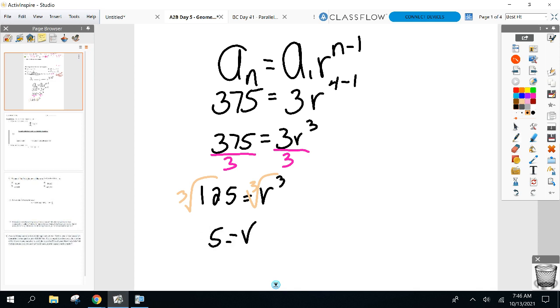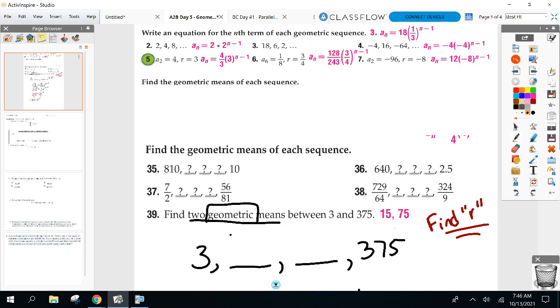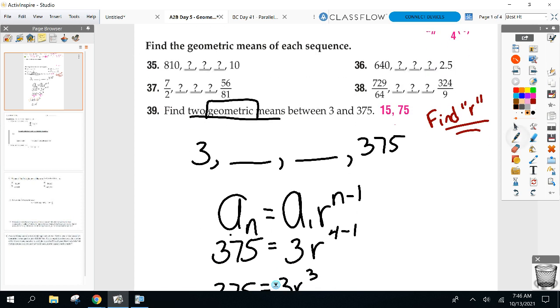What do I do with that R value? Plug it in. Oh, like using the series. Okay, I go back to 3 and do what with the 5? Geometric now. Multiply. 3 times 5, 15. 15 times 5, 75. And then hopefully 75 times 5 gets you to 375. So there it is.